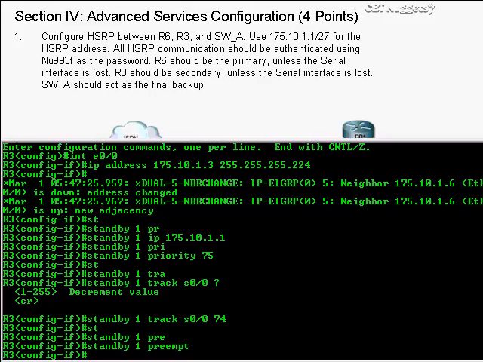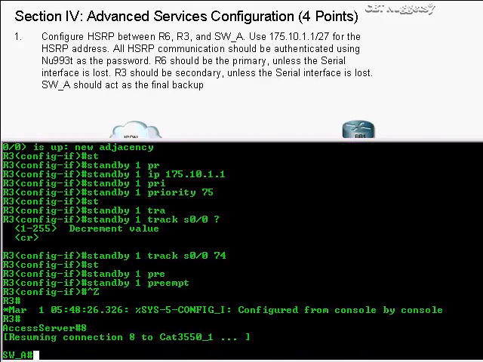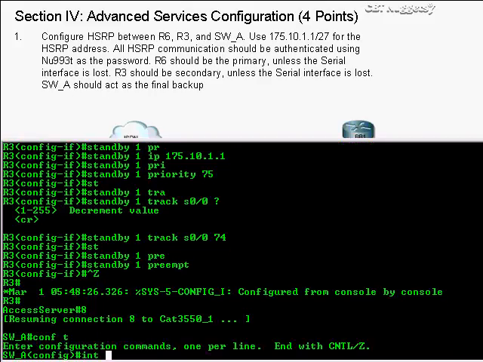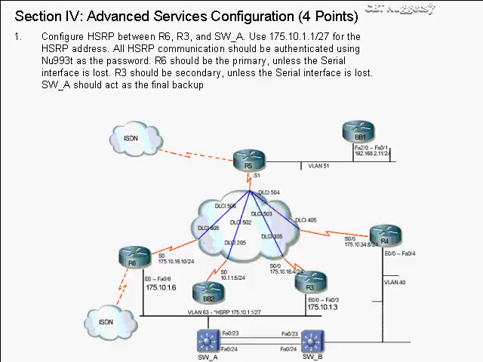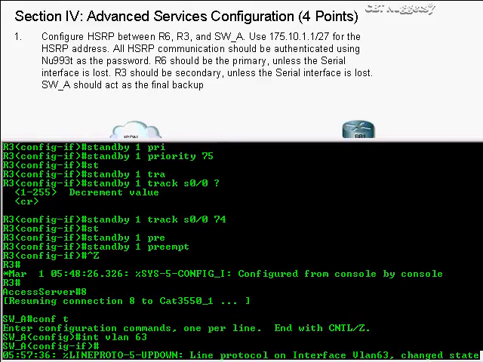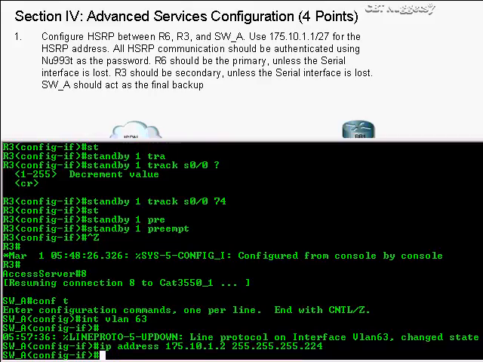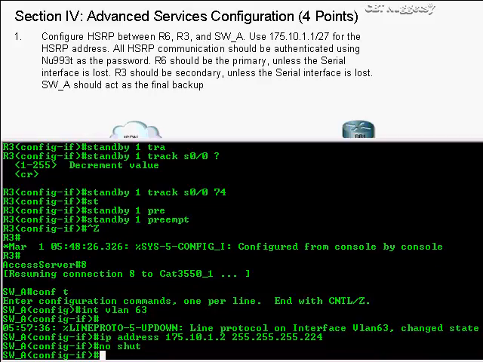Cool. Now let me jump on over to switch A. Switch A should be the final backup. So what I need to do on switch A is create an interface for VLAN. This is VLAN 63. Now remember, as soon as you create that VLAN interface, it acts just like a real interface would on a router. I'll give it an IP address, 175.10.1.x. And 6 is used, 3 is used. I'll go ahead and just give it .2, put it in the same subnet as everybody else. And from there, just make sure I do a no shut.